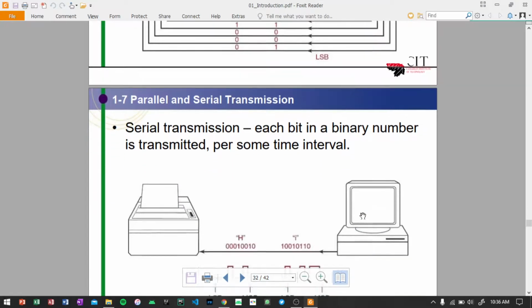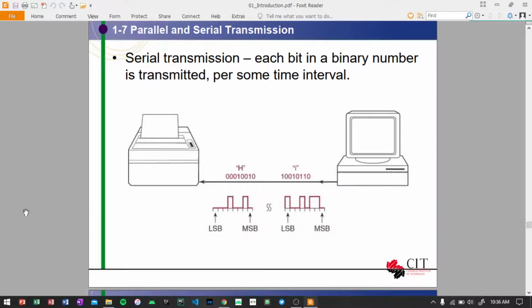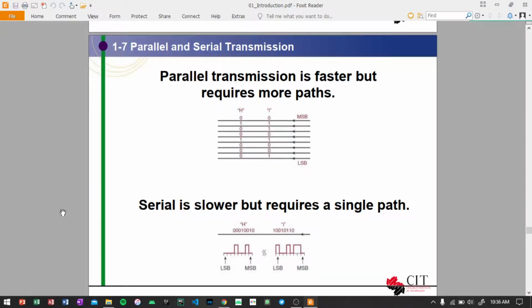And we're going to go directly here with a serial transmission. Each bit in a binary number is transmitted per some time interval, from the least significant bit to the most significant bit. The parallel transmission is faster but requires more paths. The serial is slower but requires a single path.